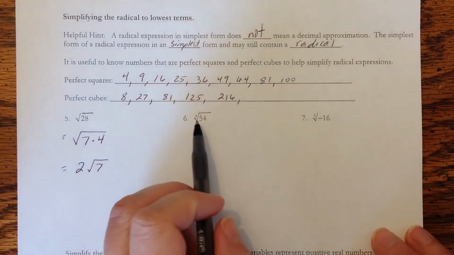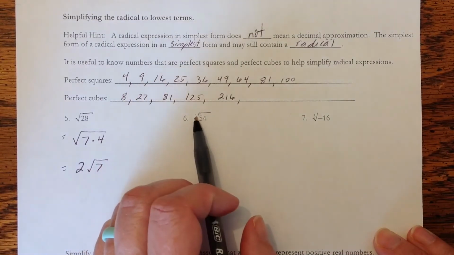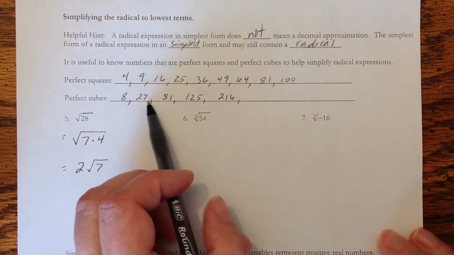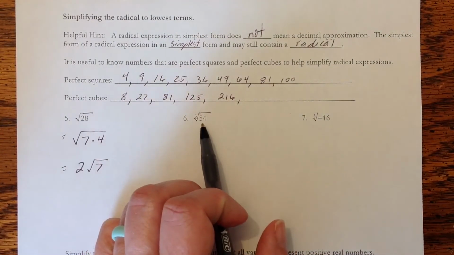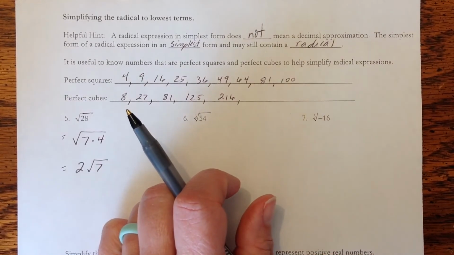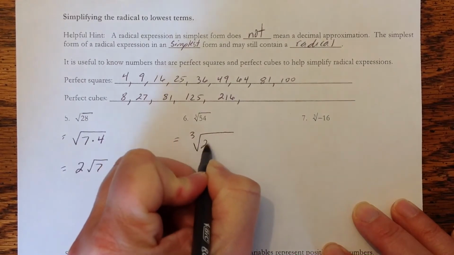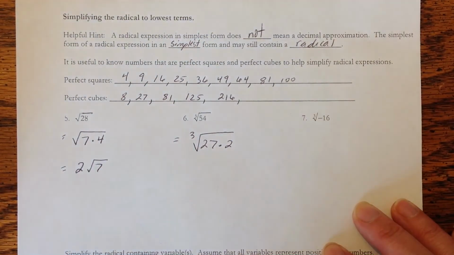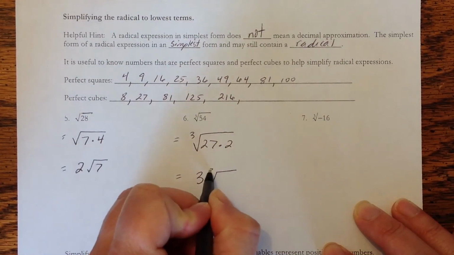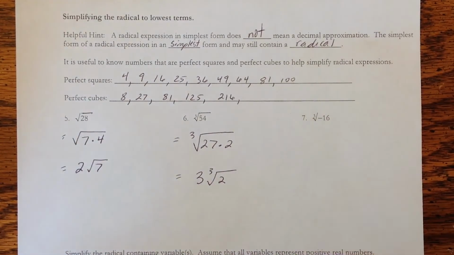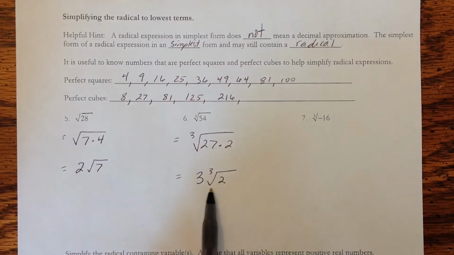So let's try this one. Cube root of 54. I would now want to look at my cubes list because this is a cube root. And I would just go through this list and I would figure out which of these cubes is the largest one that goes into 54. Well, that is 27. So we get the cube root of 27 times 2. So I can apply the cube root to the 27 and I get a 3, and then the cube root of 2 is left behind. So these are radicals in simplest form.